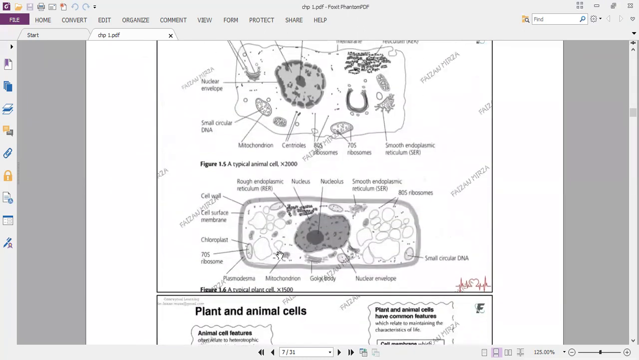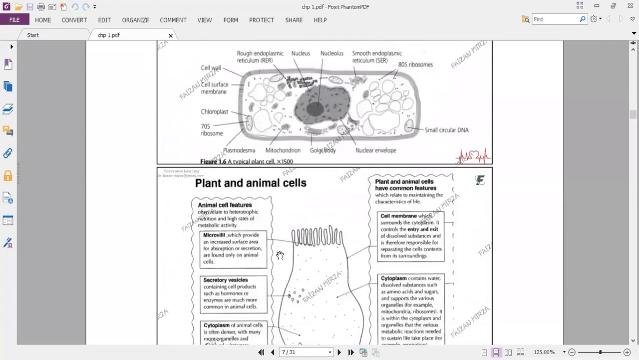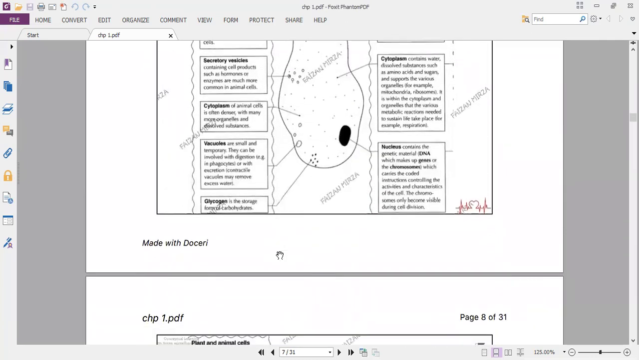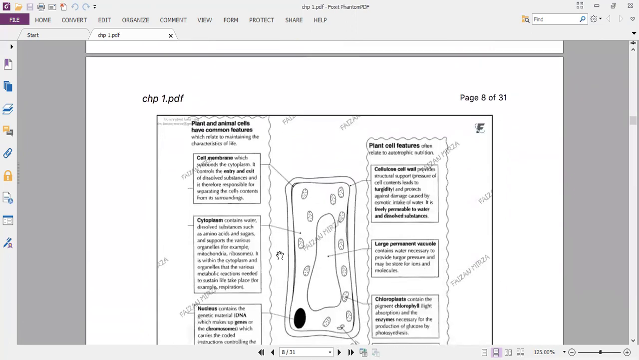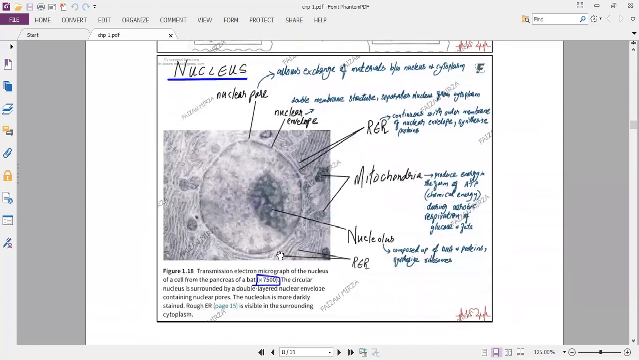The following slides just tell you how one cell is different from the other. You can go through these yourself because they pretty much cover the background knowledge you should have from your previous classes to reach this A level.